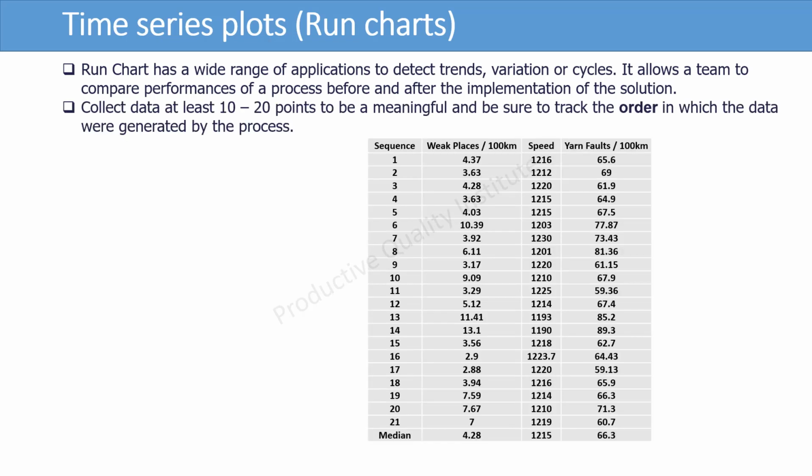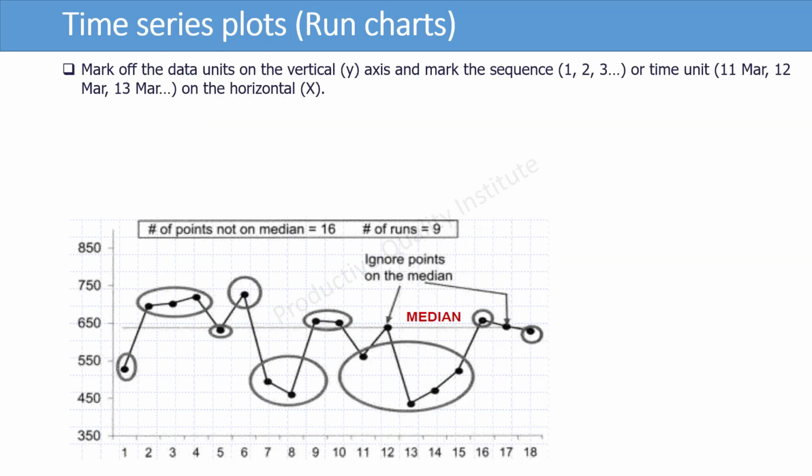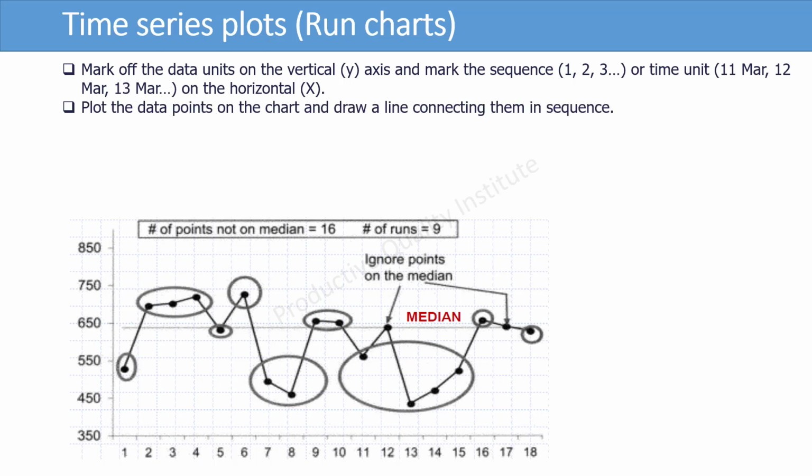Collect data, at least 10 to 20 points, to be meaningful, and be sure to track the order in which the data were generated by the process. How to construct a run chart: mark off the data units on the vertical y-axis and mark the sequence 1, 2, 3, or time unit, March 11th, 12th, 13th, on the horizontal x-axis. Plot the data points on the chart and draw a line to connect them in sequence.